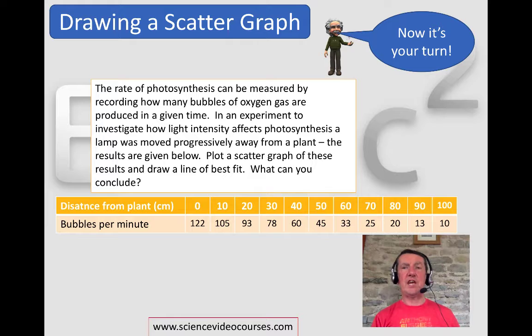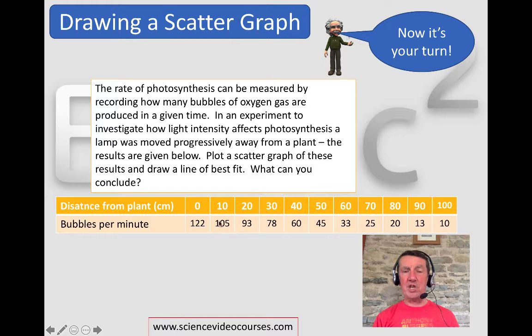Second set of data to have a go at. This is all about photosynthesis. The rate of photosynthesis can be measured by recording how many bubbles of oxygen gas are produced by a plant in a given time. So here we've got two of the measures, distance from plant in centimetres and bubbles per minute. Now in an experiment to investigate how light intensity affects photosynthesis, a lamp was moved progressively away from a plant. You can see here it starts at 0 and it's moved progressively away from the plant until it ends up 100 centimetres away.